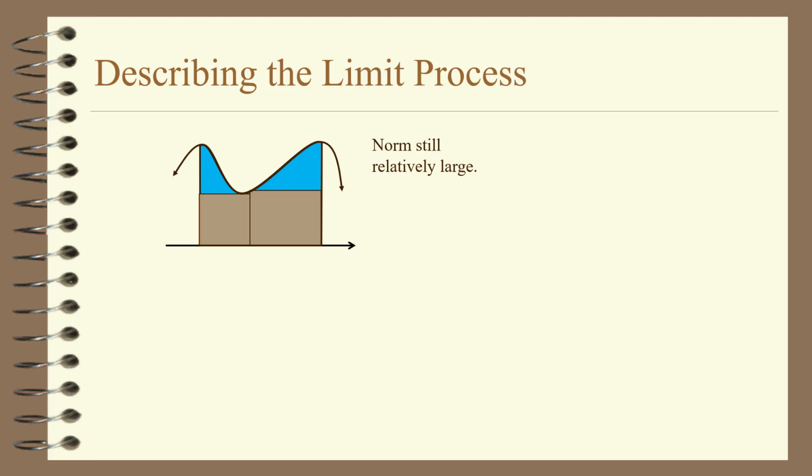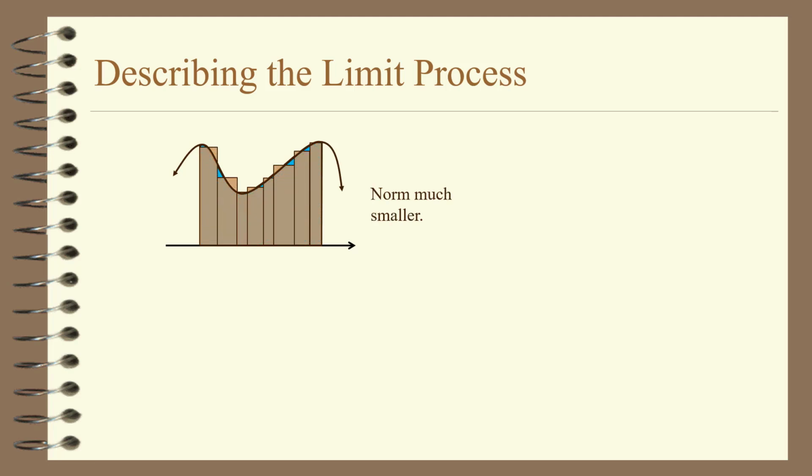But if the norm becomes quite a bit smaller, then all of the rectangles have to become thinner, because the norm is the longest such subinterval. So that's the width of all our little rectangles. So we can get this one, or we could get that one. Those are different partitions, but in each case the norm is much smaller. Notice the overall sum of the areas of these rectangles didn't vary that much.